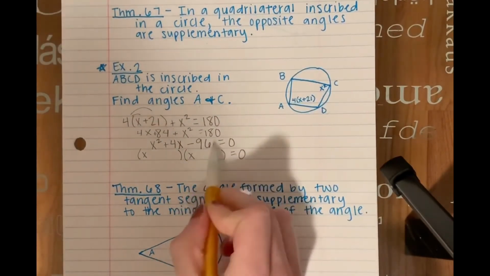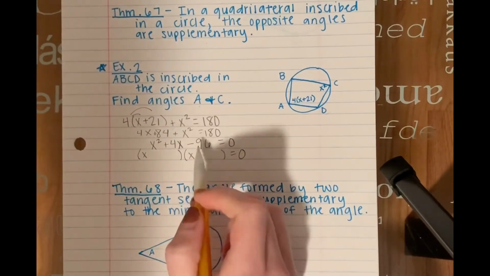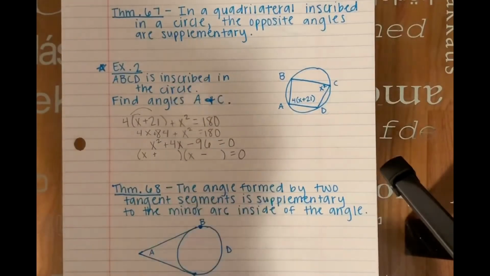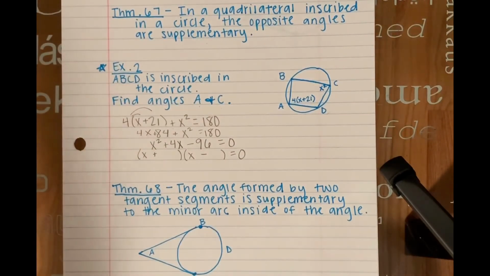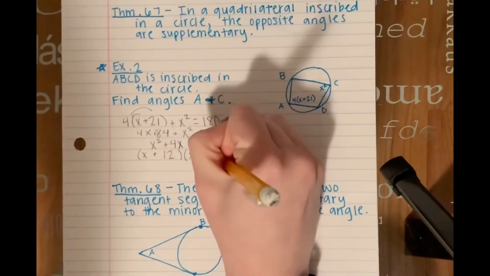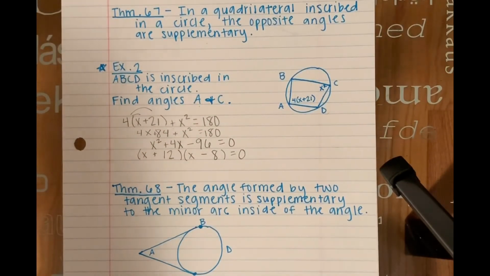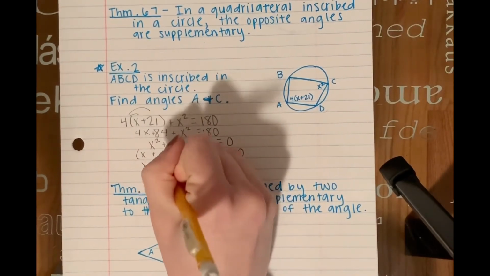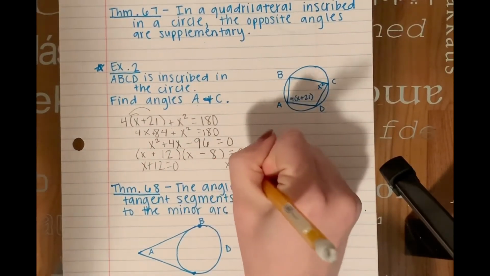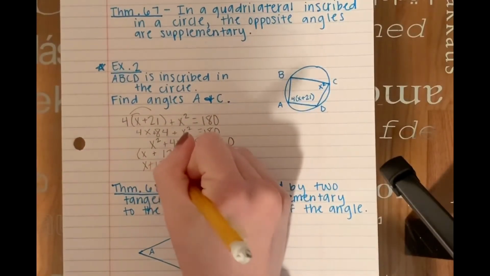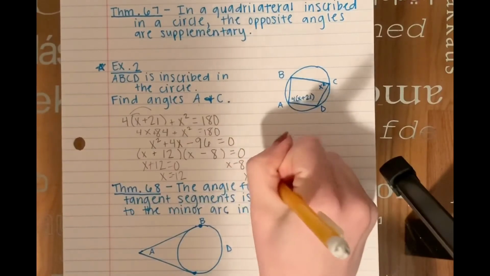So think of a multiplication problem that'll equal negative 96. We know we're going to have something positive and something negative. And then when you add it together, it gets 4. What you should get are 12 and 8. So we need positive 4, so we'll have plus 12 minus 8. And then you solve for your x. So x plus 12 equals 0, x minus 8 equals 0. So x is going to equal negative 12, and x is going to equal 8.